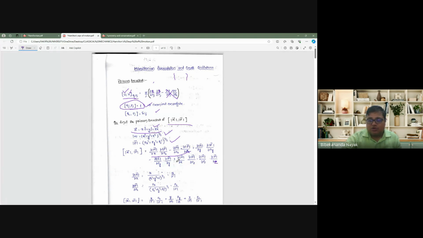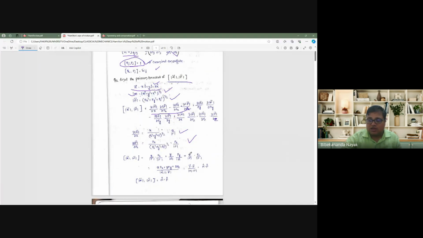So what will be the value? If you check, del r by del x, r is given here, taking the derivative with the chain rule, we found it will be x by mod r, and similarly it will be p x by mod p. Similarly for the second term, y, p y, and z, p z. If you add this, x p x plus y p y plus z p z by r mod p mod, that is r dot p by r mod p mod. So basically it will be r cap dot p cap. So the value will be r cap dot p cap. Clear? Or any doubt? It is a very important problem.